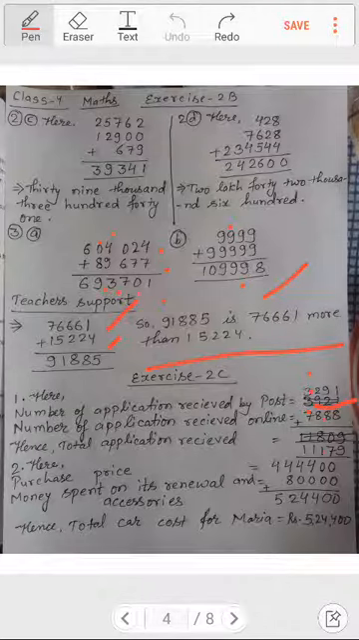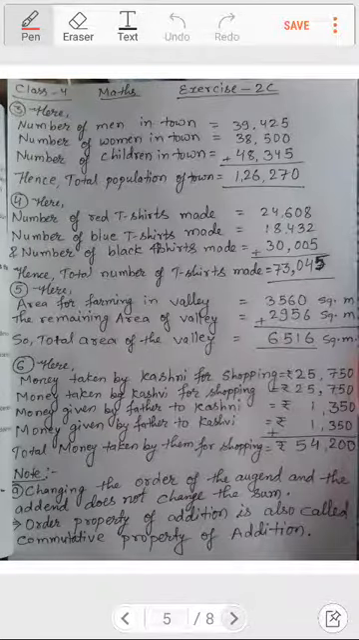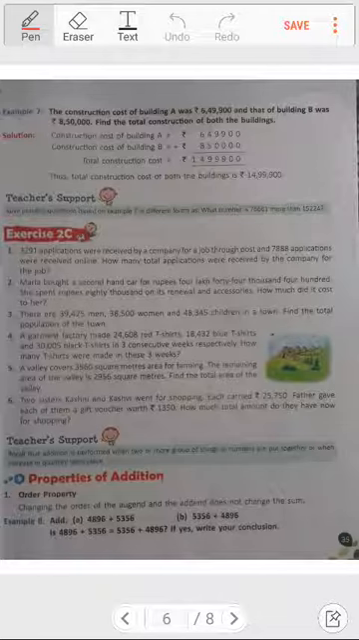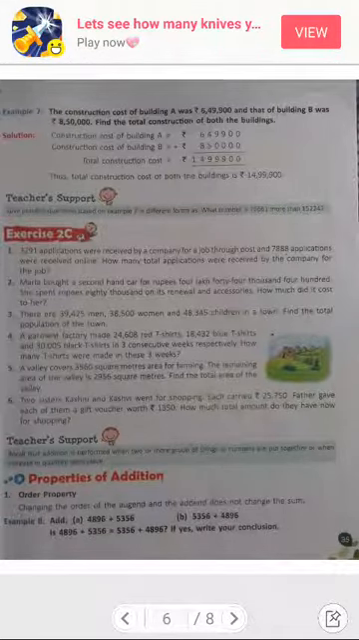This is the way you will explain and make the word problem. Some students simply add and leave it. No, a word problem should be solved statement-wise. So now we will move towards the third question. Today I will complete your exercise 2C.